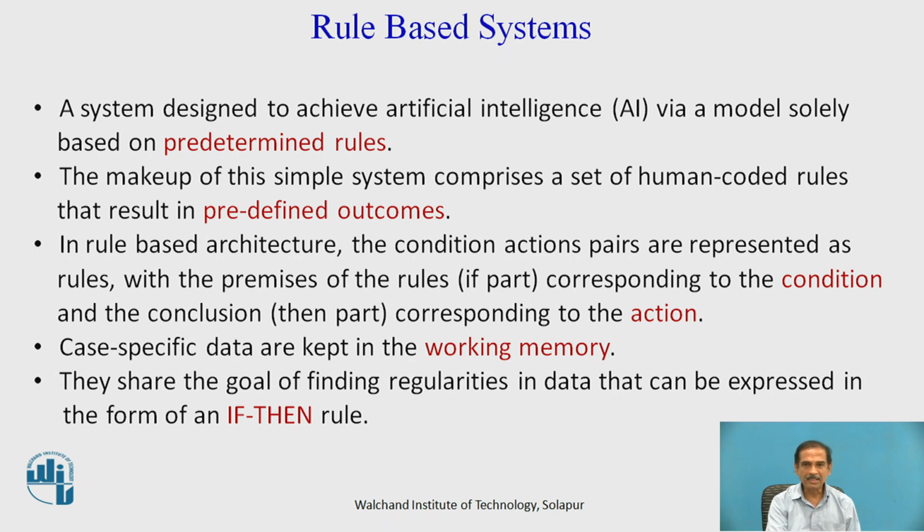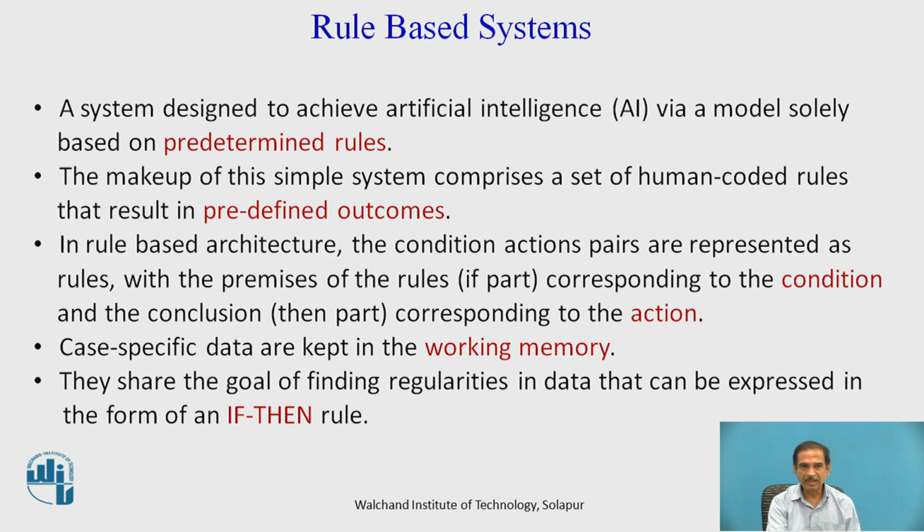We then go to the next methodology, which is called a rule-based system. It is a system designed to achieve artificial intelligence via a model based solely on predetermined rules which are defined. The makeup of the simple system comprises a set of human-coded rules that result in predefined outcomes. In the rule-based architecture there are condition-action pairs, because everything is in the if-then form. So a condition-action pair is represented as a rule, and in the premise of the rule, the if part corresponds to the condition and the conclusion part corresponds to the action that has to be performed.